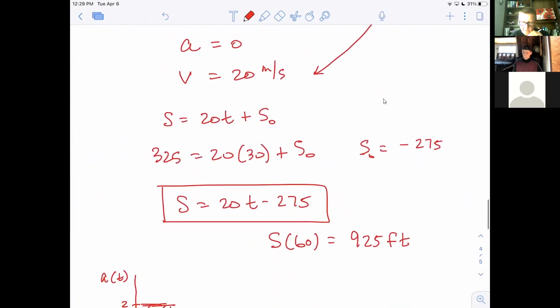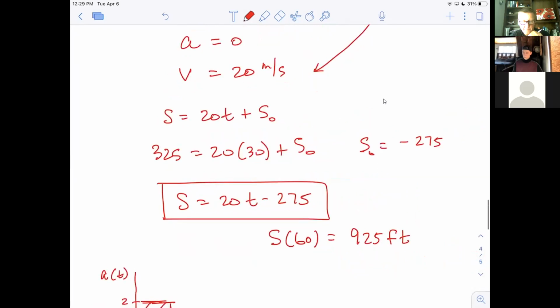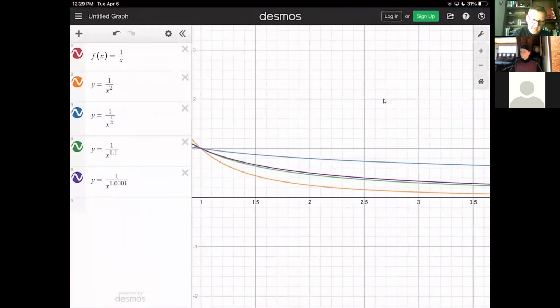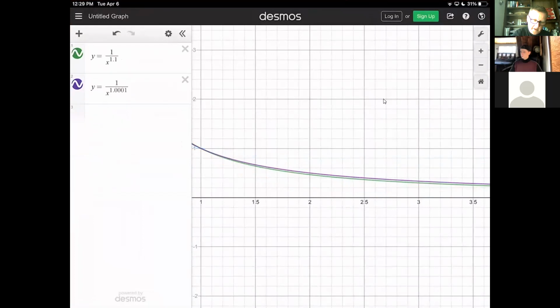And then it's back to a straight line again. Let's take a look at that. Again, feel free to leave if you need to leave. I think I can do this pretty fast, but.